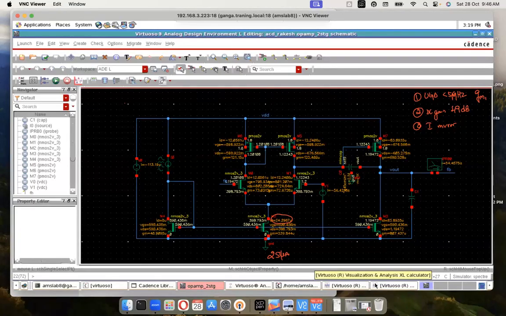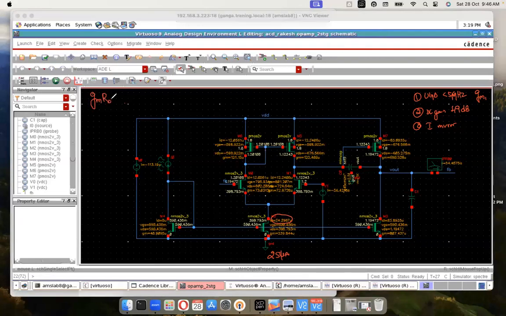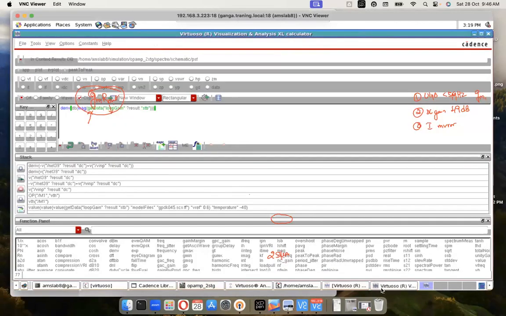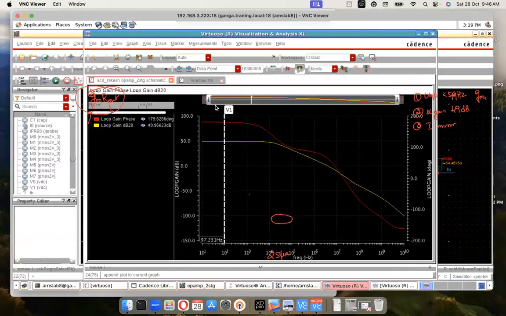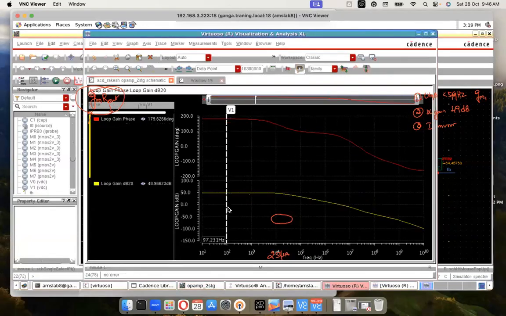DC gain has not improved. Why? Maybe because of the increase in GM. What is DC gain? DC gain is nothing but GM into R out, or capital GM, capital R out, right? So we increase GM, that's correct, but R out should have decreased because of the increase in current. So overall, it just compensated with each other, and we still are around the same thing of 49 dB or something. Let's go back to the curve. Fine, let it be there the same way.